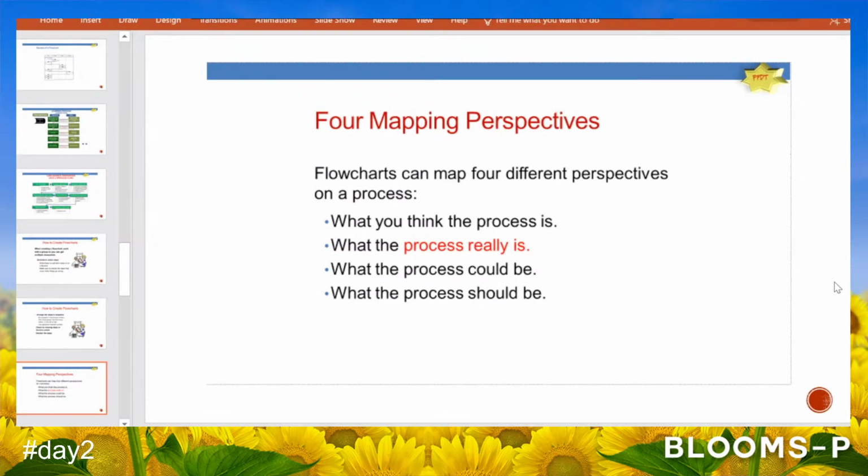For mapping perspective, flowcharts can map four different perspectives. You have to embrace these things because we are now nearing a particular cloud that will distract your process. So we have here flowcharts that can map different perspectives on a process. First is what you think the process is, what the process really is, what the process could be, and what the process should be. Always put that perspective in your minds. These four particular things, I'll repeat: what you think the process is, what the process really is, what the process could be, and what the process should be.